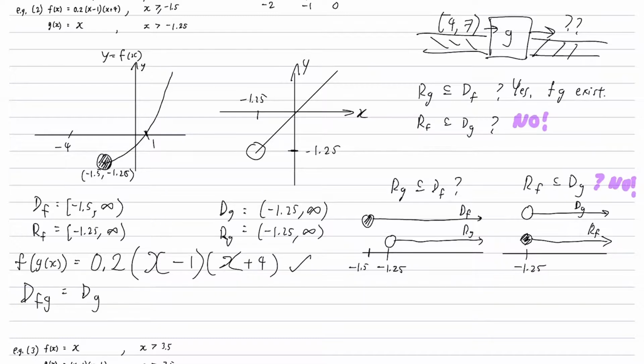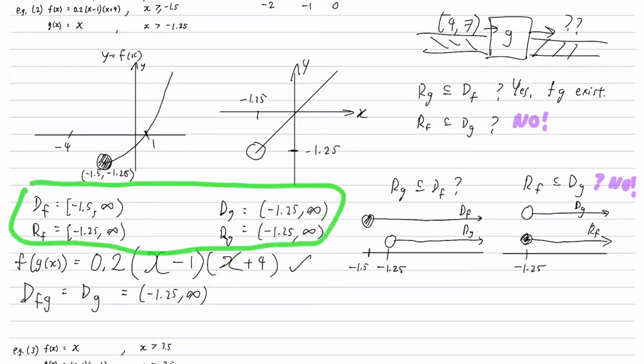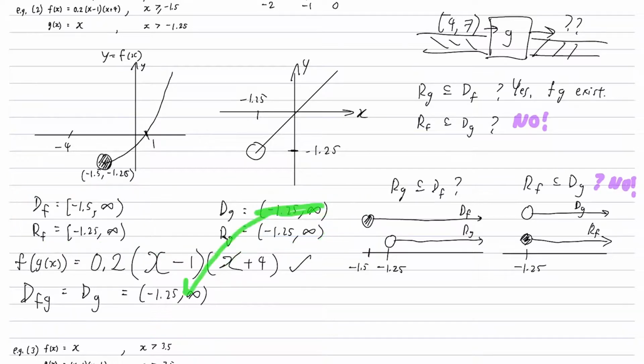Domain of G, so it's round bracket negative 1.25, positive infinity. Yes, you can copy and paste. If your handwriting is neat, then you write it like this in a table format. You just need to copy and paste. Don't need to think already. Very fast one. Copy, paste.